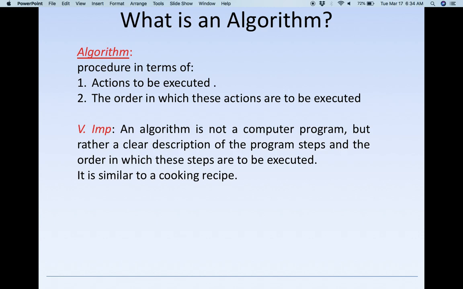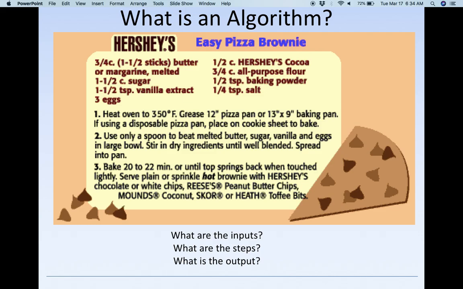Something similar to this, which I like to give as an example, is a food recipe. Let's say you want to make a pizza. What do you need for a pizza? The input is butter, sugar, eggs, all-purpose flour, baking powder, salt. So what are we doing here? A pizza brownie. It's not a real pizza, it's a pizza brownie. All of these are the ingredients. The inputs are the ingredients. What are the steps? The steps are the algorithm, how it's going to be done.